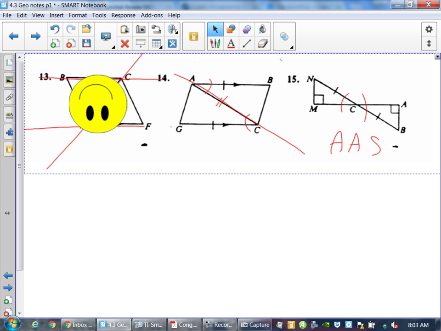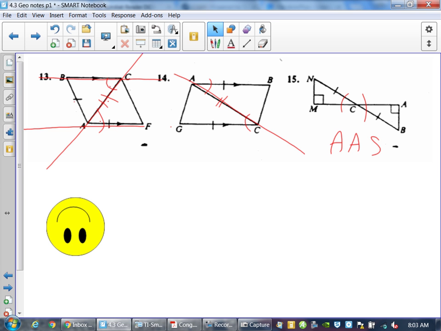Yes, ma'am? Side angle doesn't have to be angle. Isn't that the same thing backwards? Would it be terribly wrong if you wrote side angle angle? It wouldn't be wrong. We just call it angle angle side. No, because if you follow it through, you have a side angle and a side, but on the other side you have side side angle. They don't match up.